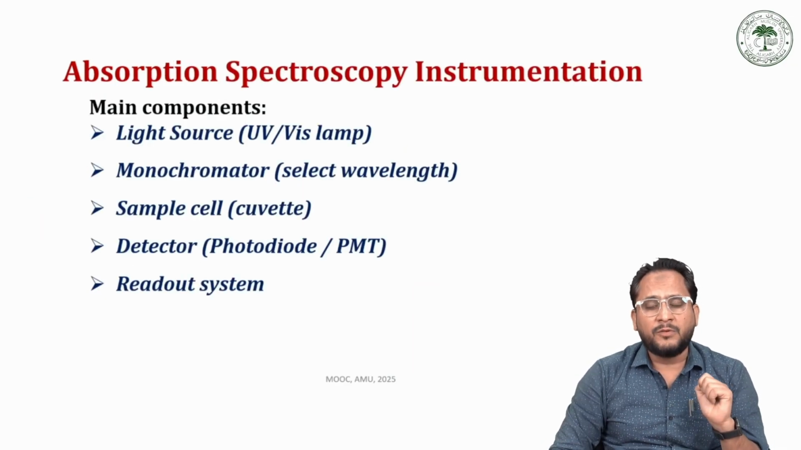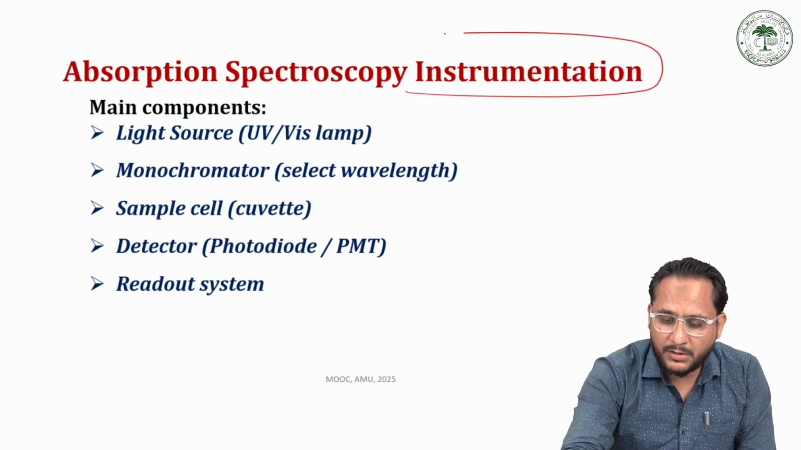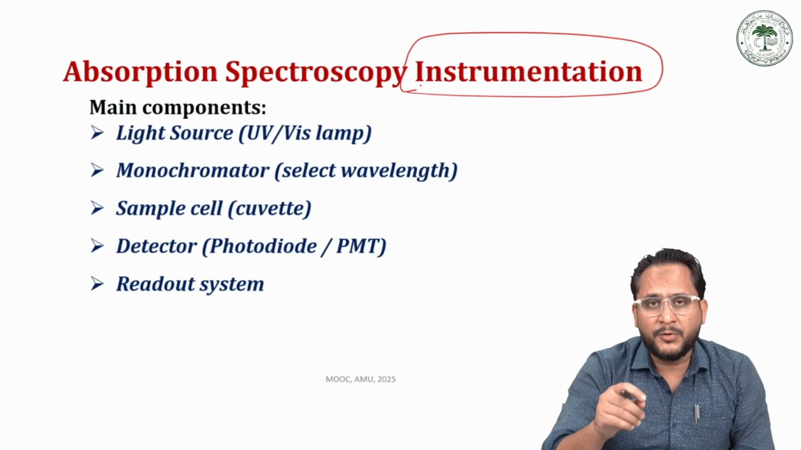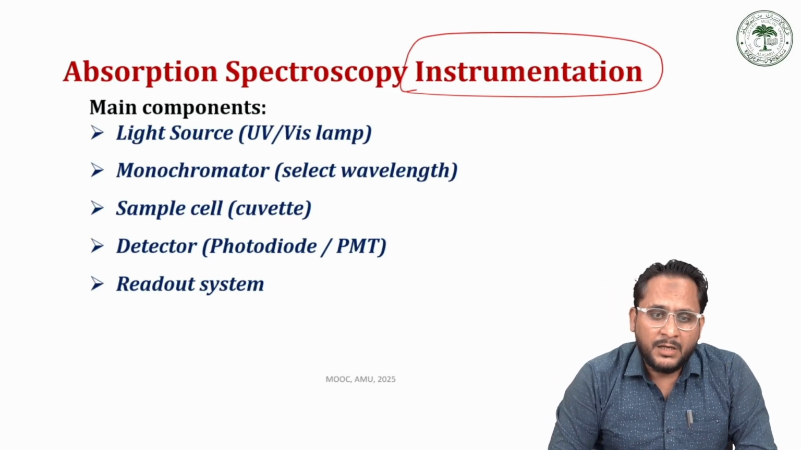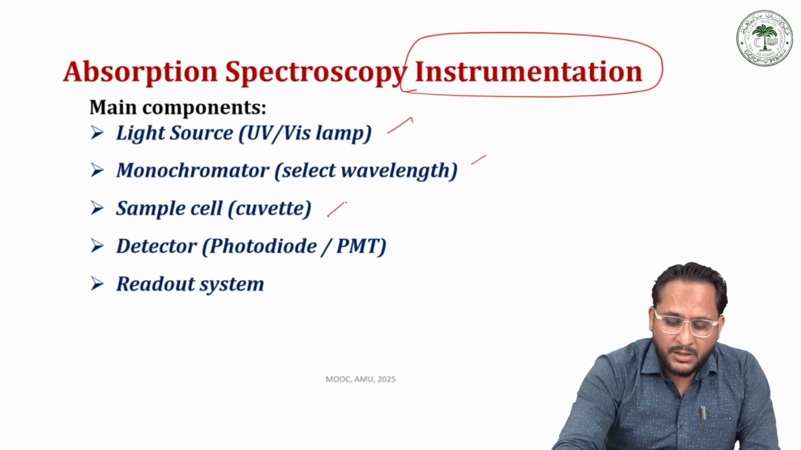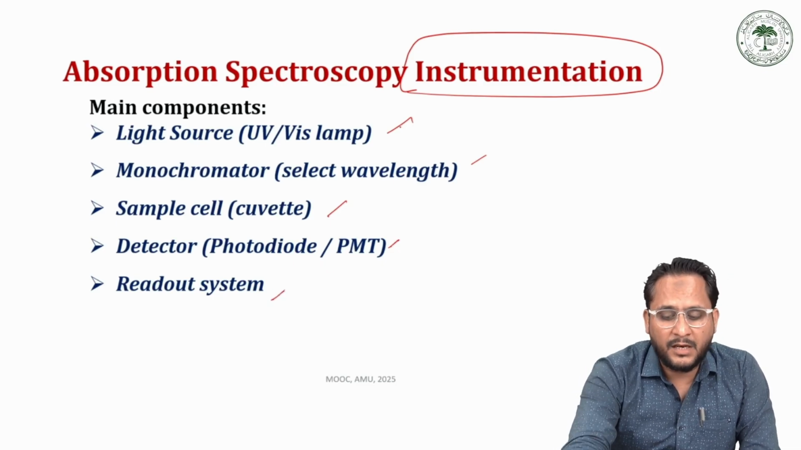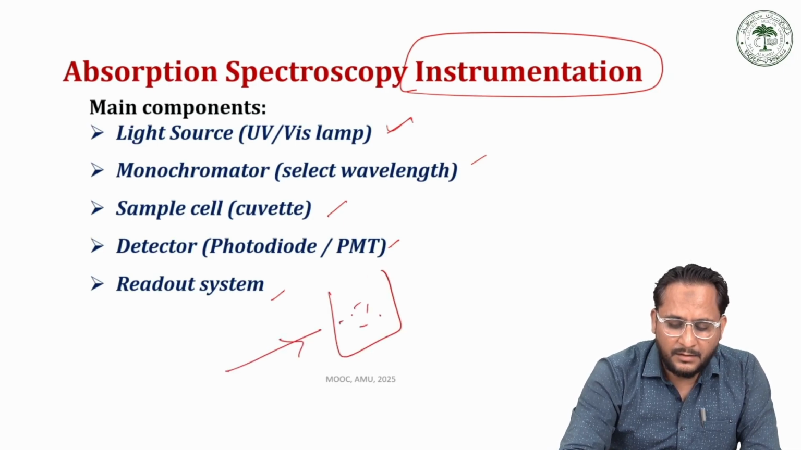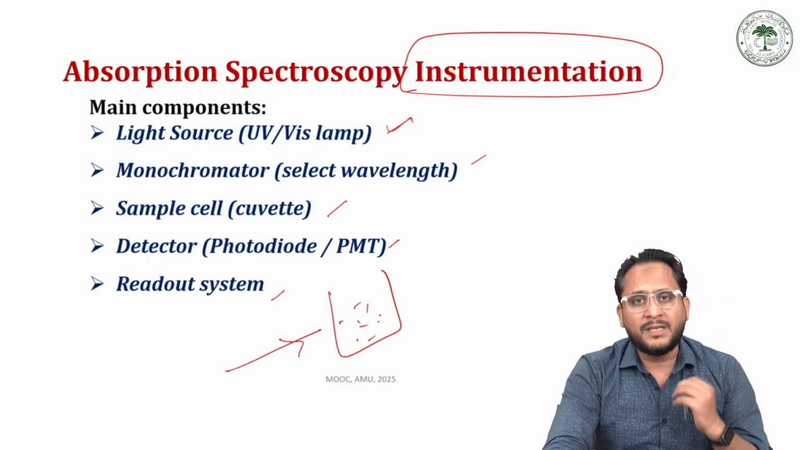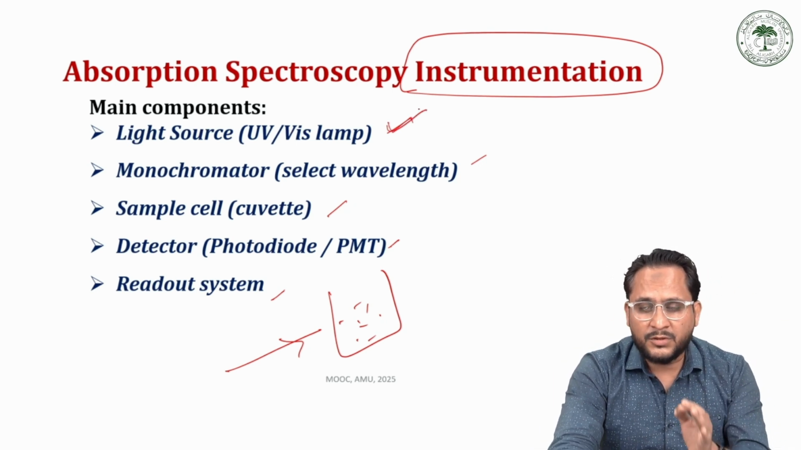Now the main components of absorption spectroscopy: in each and every spectroscopic technique, the instrumentation is very important, which means the different components that are required for that spectroscopic study. In case of absorption spectroscopy, the major components, although there are some minor components as well, are the following. First is the light source, because we need a light source to excite the atoms and molecules present in the sample so that the electrons will be promoted. So light source is one of the most important components.